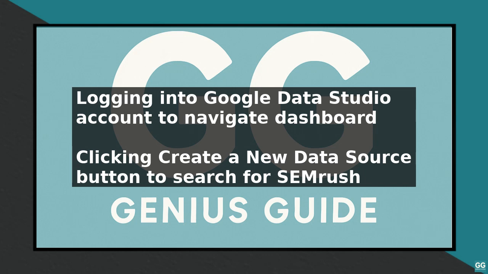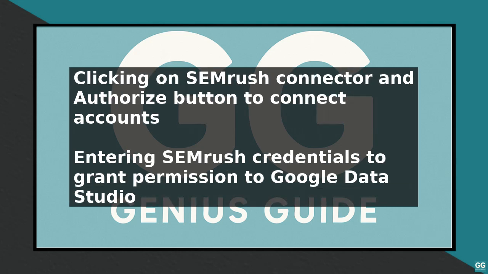Click on the Semrush connector and then click on the Authorize button to connect your Semrush account to Google Data Studio. You will be redirected to the Semrush website where you need to enter your Semrush credentials and grant permission to Google Data Studio to access your Semrush data.